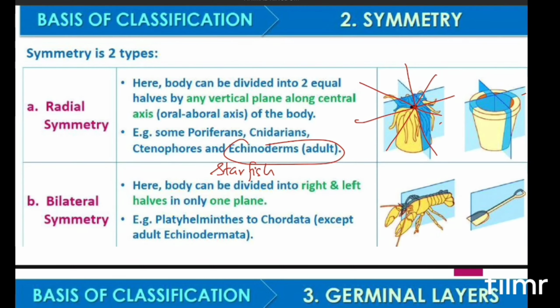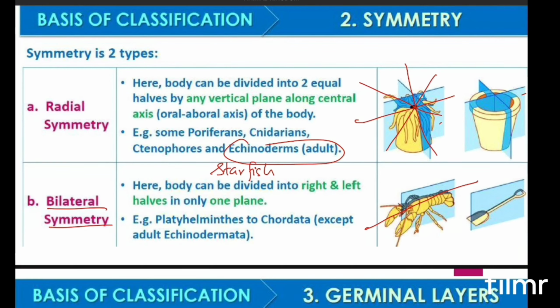And what do you mean by bilateral symmetry? Bilateral symmetry, you can see here, is when the body can be divided into two equal halves, that is the right half and left half, when it is cut through only one plane. If you are cutting like this, you will not get the equal halves. You must cut like this, then only you will get the equal halves. That means only in one plane you get two equal halves. They are called bilaterally symmetric.